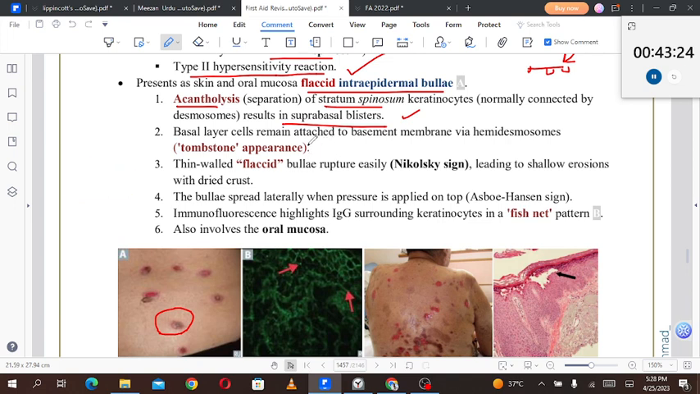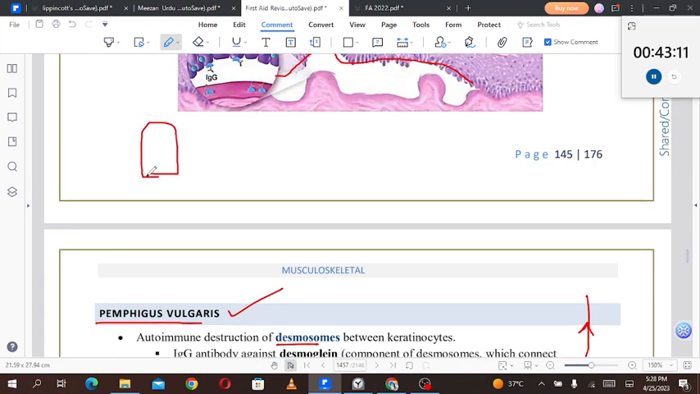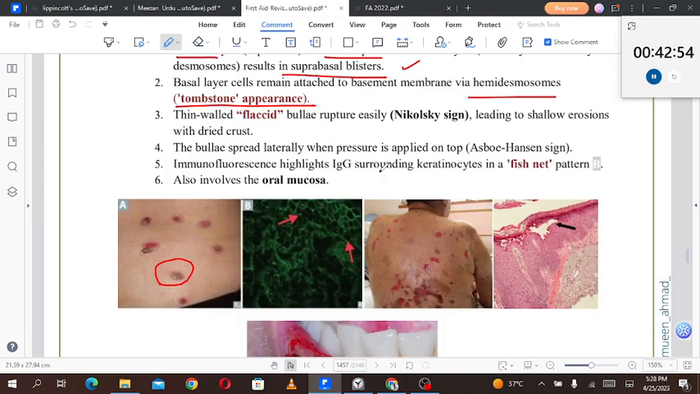Basal layer cells remain attached to the basement membrane via hemidesmosomes. That is why it is going to form the tombstone appearance. So tombstone is, on the graves you may see a stone like that, a tombstone. The stratum basale is attached to the basement membrane, like all the way here, and a vesicle or bulla is formed in such a way that the fluid is collected between the stratum basale and stratum spinosum. So a tombstone appearance is acquired by these layers.